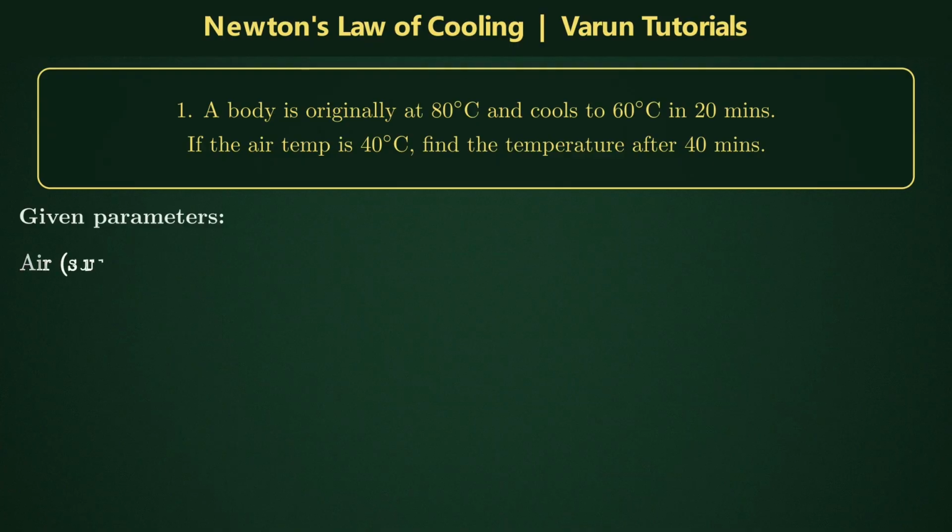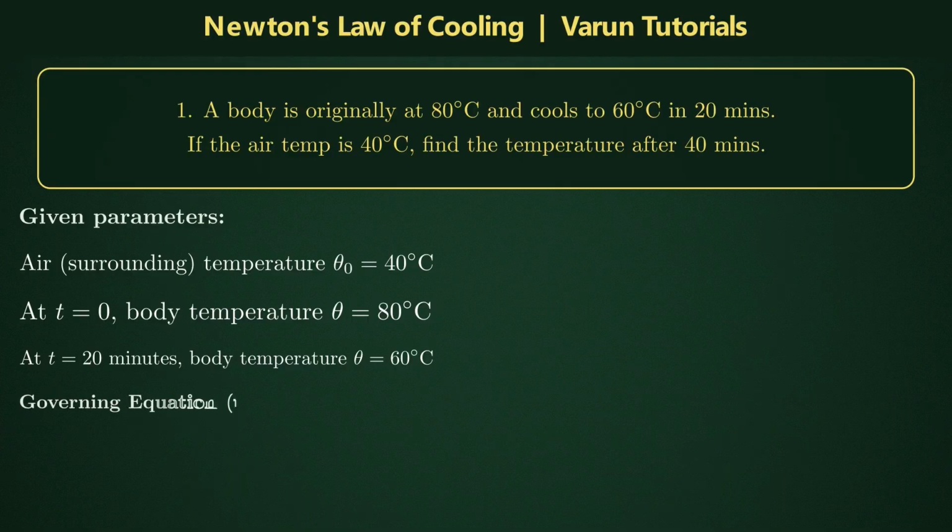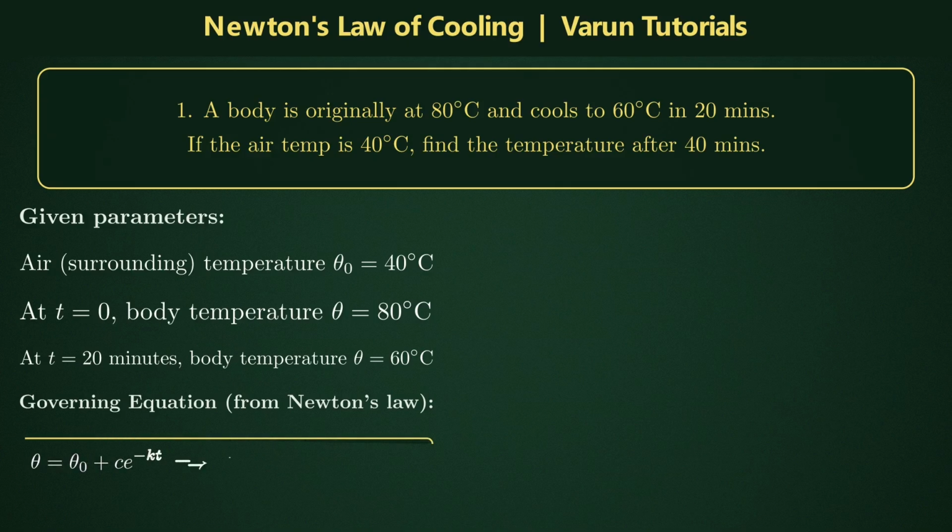The surrounding air temperature theta 0 is 40 degrees Celsius. Initially, at time t equals 0, the temperature of the body theta is 80 degrees Celsius. After 20 minutes, the body temperature cools down to 60 degrees Celsius. We use the governing equation derived from Newton's law of cooling. Substituting theta 0 equals 40, we get the equation theta equals 40 plus c times e to the power of minus kt.